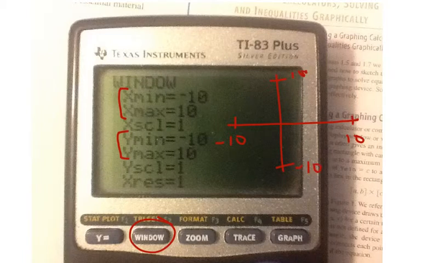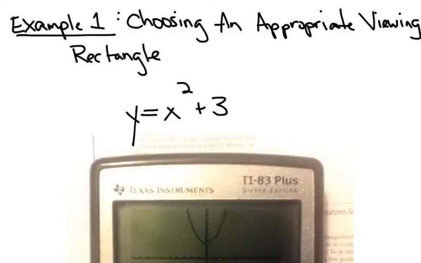And another thing that I want to remind you about with your calculator is that the screen of your calculator is a rectangle, not a square. So think about that when you graph things. So the first thing we're going to talk about is choosing an appropriate viewing rectangle on your calculator screen. The problem we're about to do, you really don't need to change the window on it, but for the purpose of talking about how to change the window, we're going to use this problem: y equals x squared plus 3.